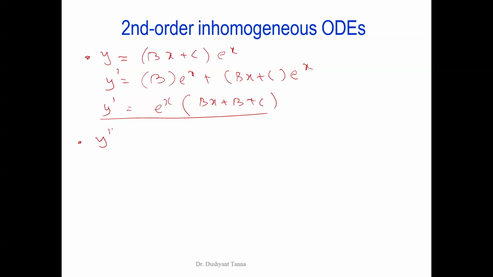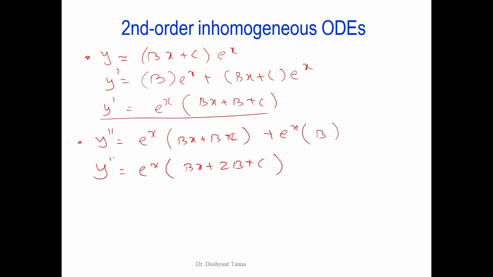Okay, now y double dash. E raised to x differentiation is e raised to x, times Bx plus B plus C. E raised to x as it is. Bx gives B, and the constants are gone because constant differentiation is 0. I hope this differentiation makes sense. You're just following the product rule. You should be an expert on the basic things that you already learned. Combine it, so e raised to x, Bx plus 2B. That's our y double dash.